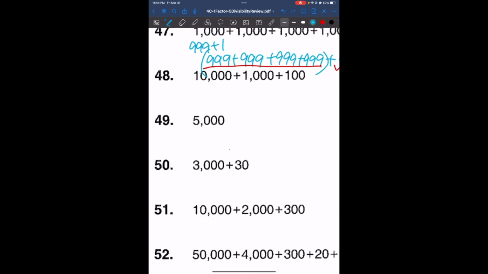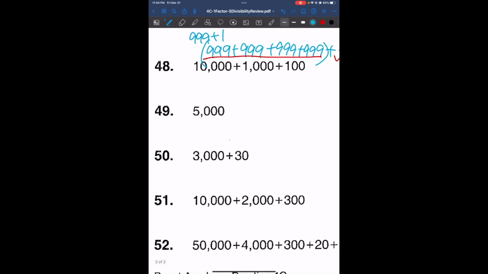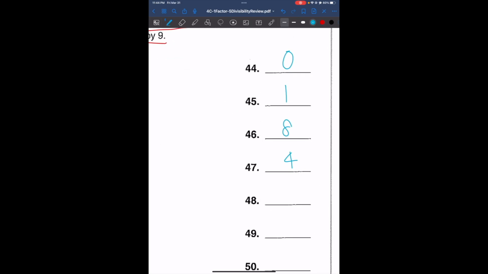Then we have 10,000, which is 9,999 plus 1. 100 is 99 plus 1. And 1,000 is 999 plus 1. So we have a group of numbers that are divisible by 9. And then we have plus 3. And so 3 is going to be our remainder.